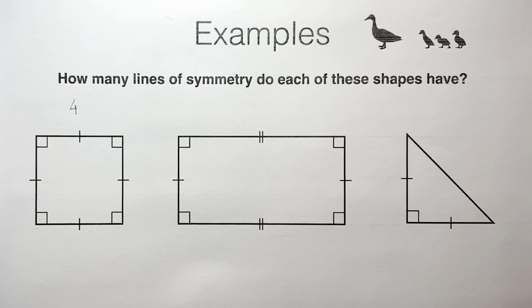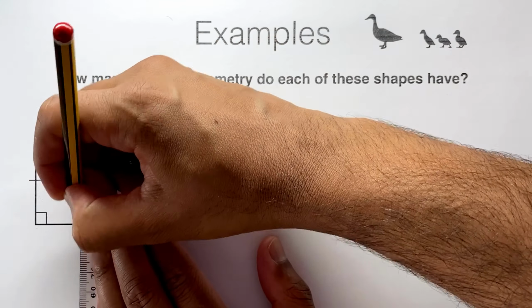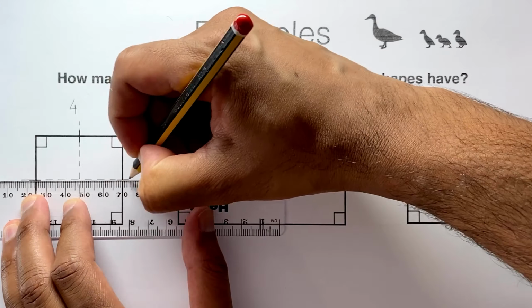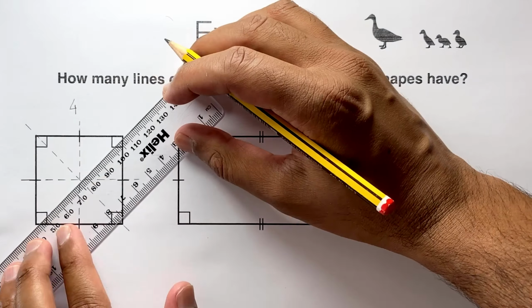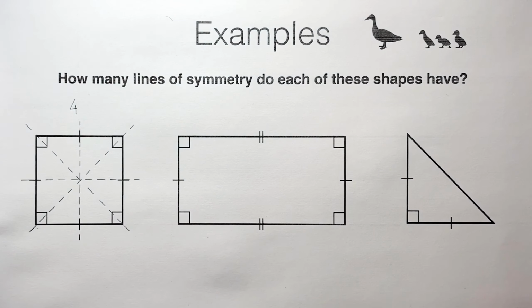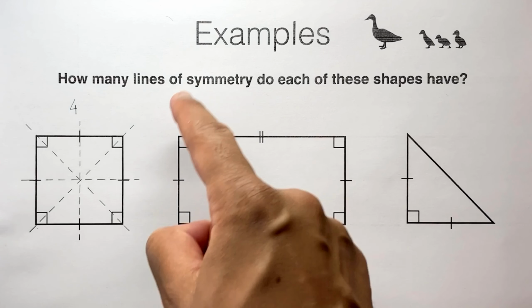I can show the 4 lines of symmetry on the diagram using dashed lines like this. There are my 4 lines of symmetry. Let's move on to the next shape.